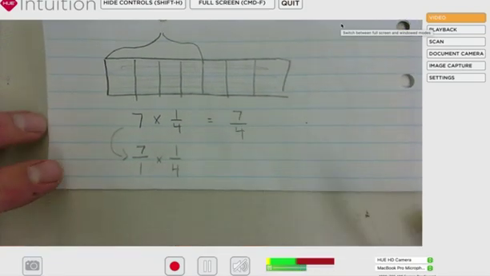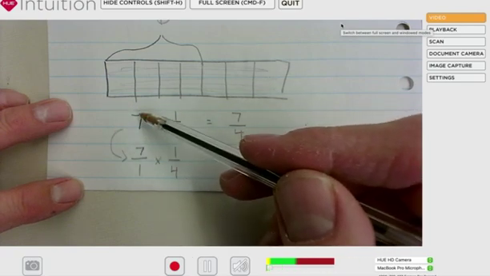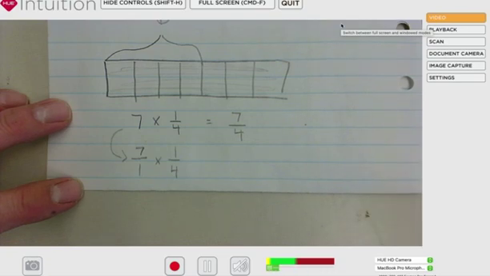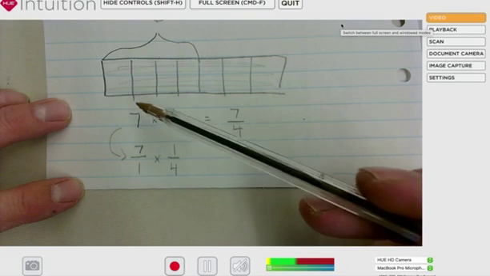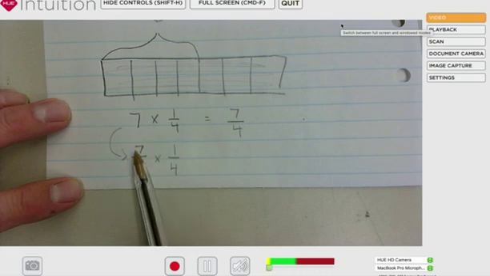How can that be the case? Because you can take any whole number and represent it as a fraction by putting it over 1. What? You're blowing my mind. It's true. You can take any whole number, put it over 1, and it's a fraction. It's a weird fraction, but it's a fraction. 7 times 1 is 7. 1 times 4 is 4.